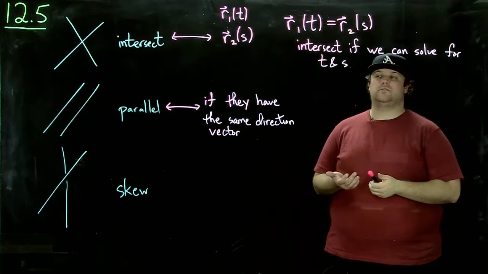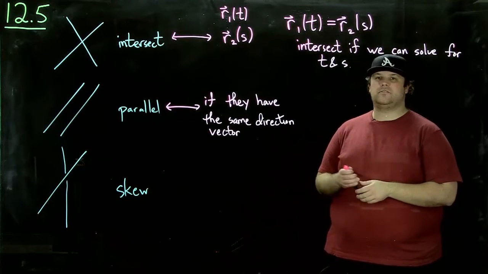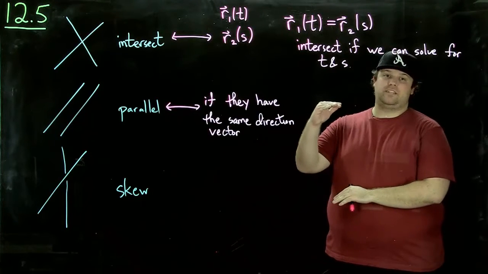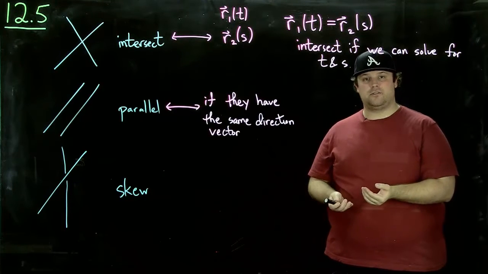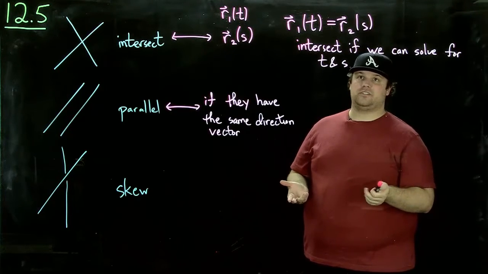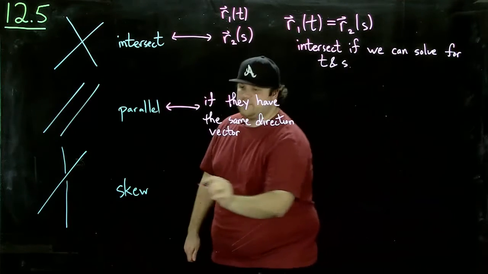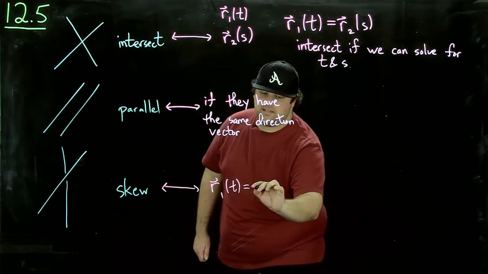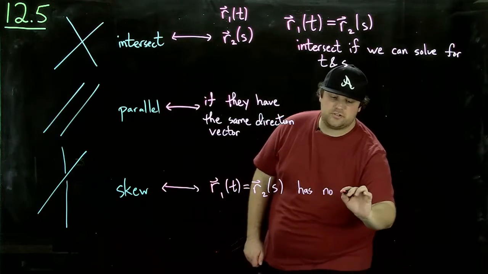If you think back to pre-calculus or intermediate algebra, algebra 2, and remember how these things look, we really get a system of three equations, but only two variables. So it's what's called overdetermined, which means there might not be a solution. And if there's not a solution to this, then we're in the skew case. So this one is when R1 of t equals R2 of s has no solution.